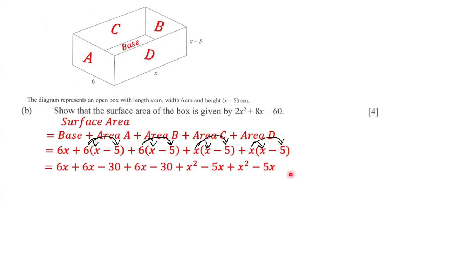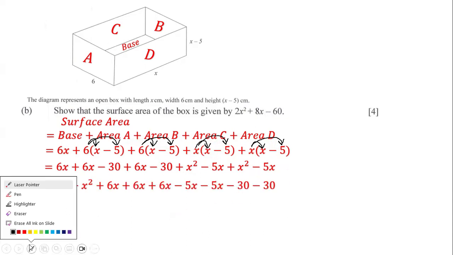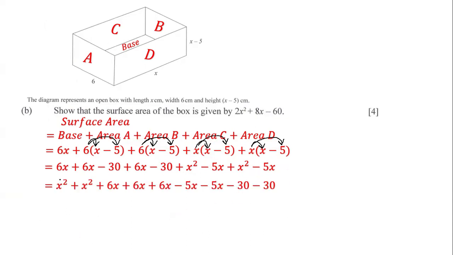And so what we have to do now is group the like terms. All of the terms with x squared, we put together. So x squared, and x squared again, and we bring them together. There are no other terms inside this expression that have x squared.